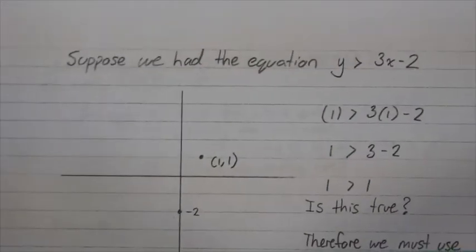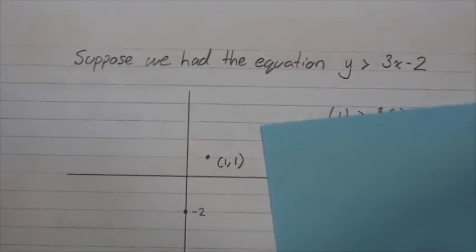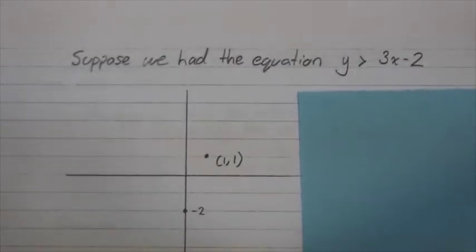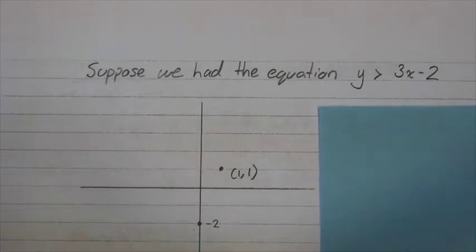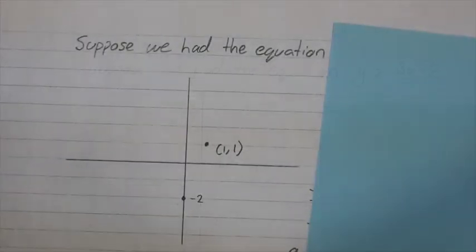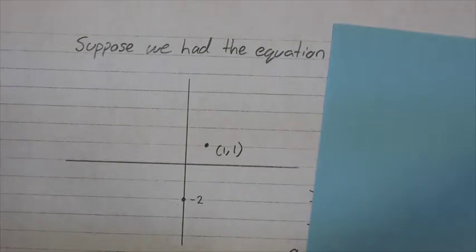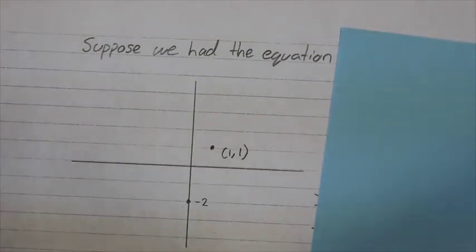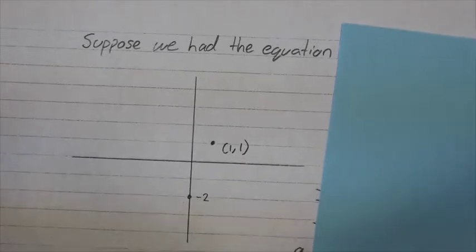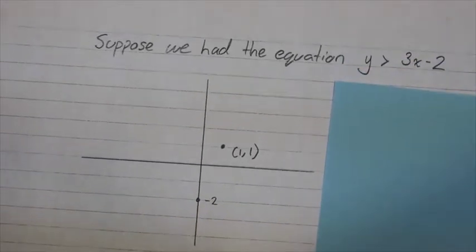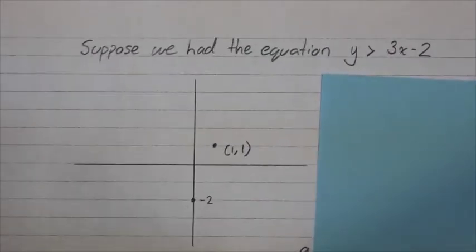So take a look at what we have here. Just look at the graph for a second. Suppose we had the equation y is greater than 3x minus 2. Okay, but before we actually solve a system of equations, let's just go over exactly how do we represent an inequality which has two variables on a graph.